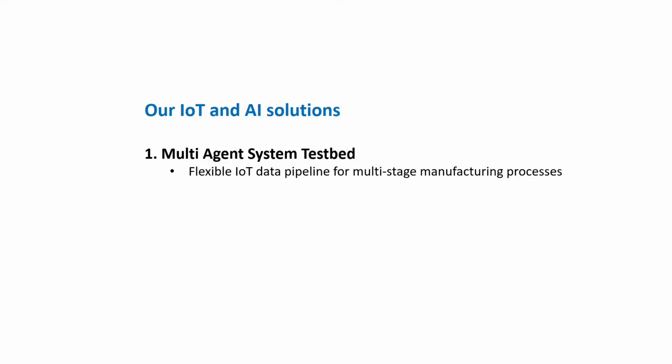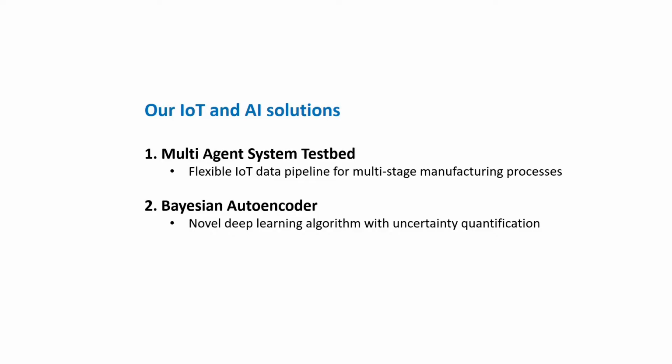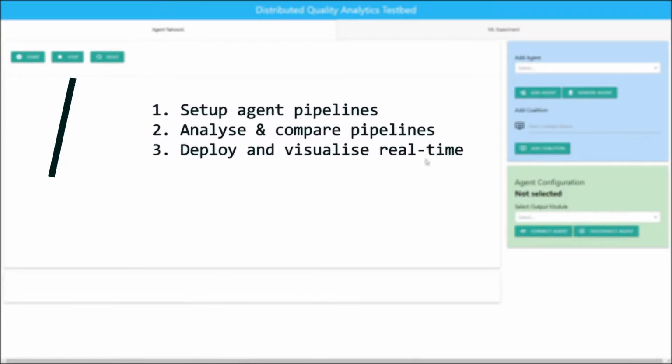Firstly, we have developed a multi-agent system testbed, which is a flexible IoT data pipeline for multi-stage manufacturing process. And secondly, we have also developed Bayesian autoencoder, which is a novel deep learning algorithm with uncertainty quantification. Now let's get started with the demonstrator. There are three main steps which I would like you to follow.